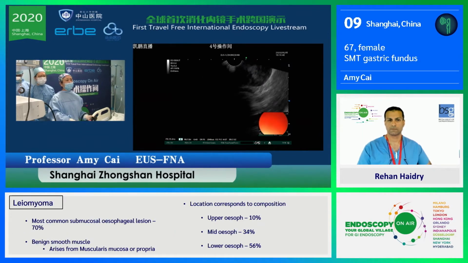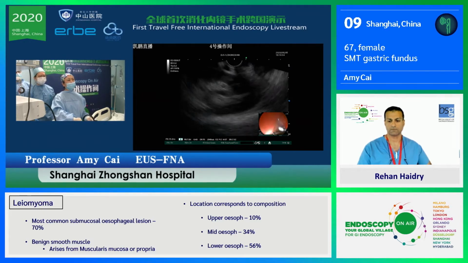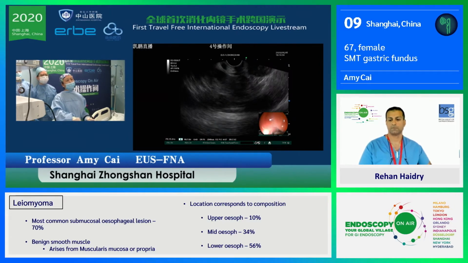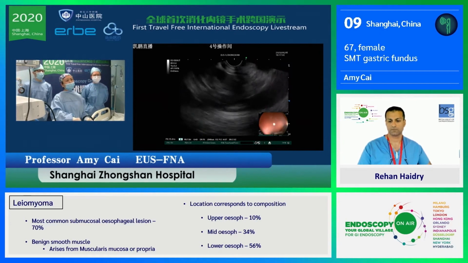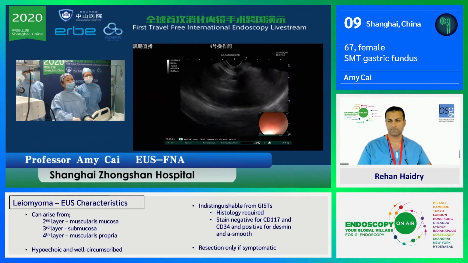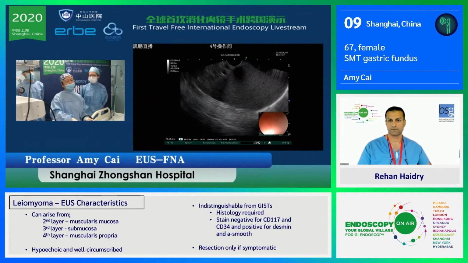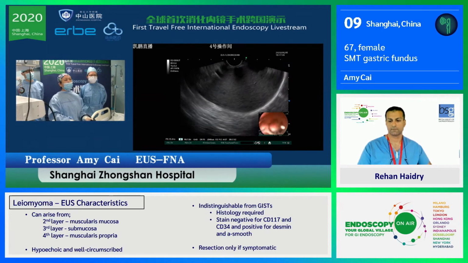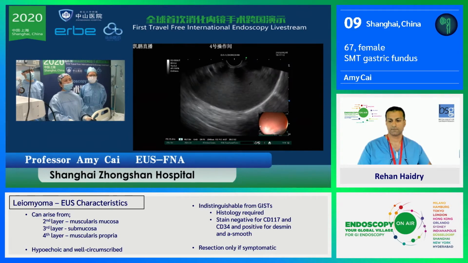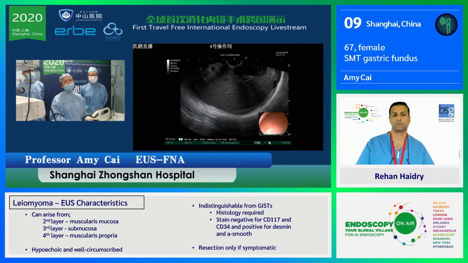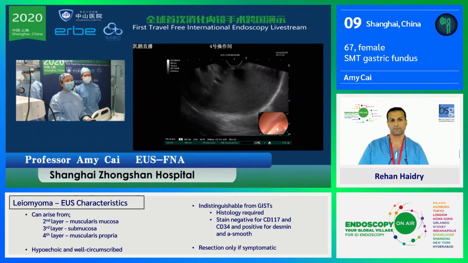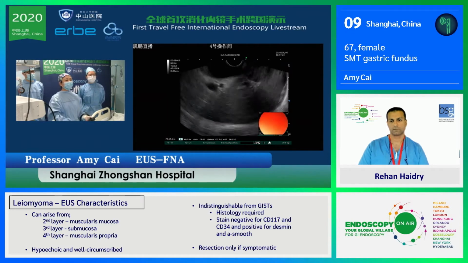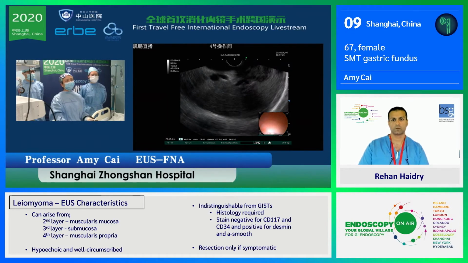As we all know, on the EUS, there are 5 layers of the stomach. The first layer is the superficial mucosa, second layer is deep mucosa, the third layer is submucosa, the fourth layer is muscularis propria, and the fifth one is the serosa. So it's very important for endoscopists to identify whether it's second layer or fourth layer to decide which type of endoscopic resection technique you are using. So now we are showing the origin of this tumor.